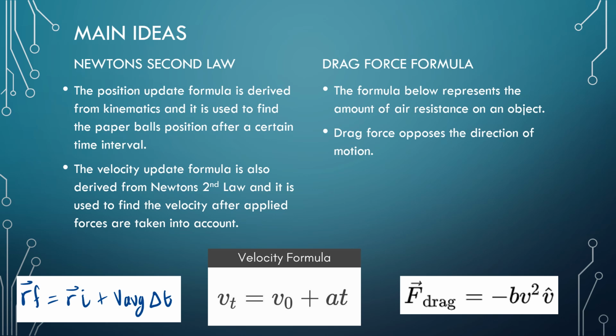So the position update formula is derived from kinematics, and it is used to find the paper ball's position after a certain time interval, and then the velocity update formula is used to find the velocity after applied forces are taken into account. The drag force formula is shown below, and it represents the amount of air resistance on an object, and drag force opposes the direction of motion.